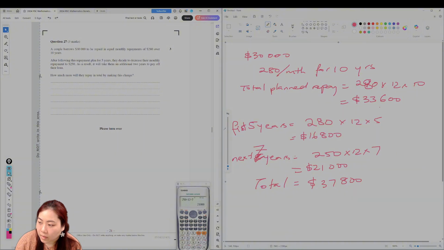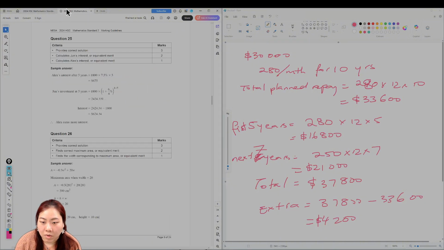Total, they would have paid $37,800, which is how much extra? 37,800 minus 33,600 is $4,200. How much more will they repay? They have to repay $4,200 more.